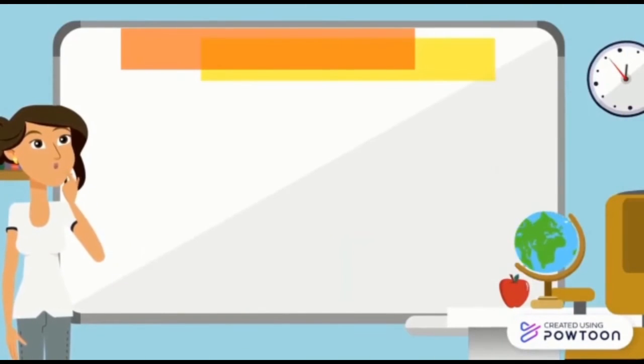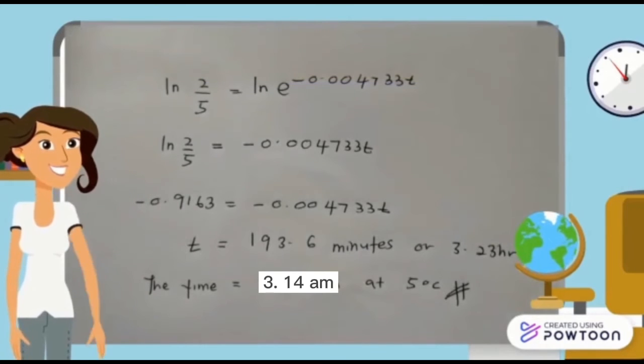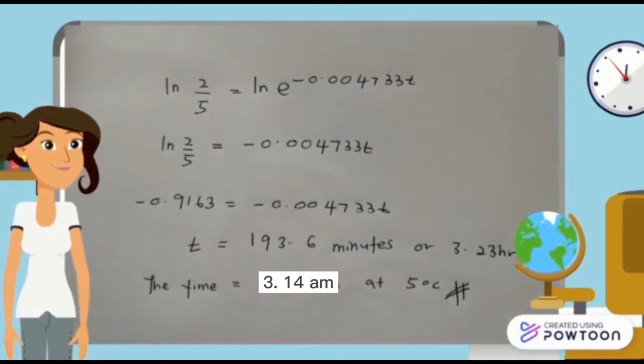Now we will continue to find the value of t. So we will apply ln to both sides of the equation. So ln 2 over 5 is equal to ln e to the power of negative 0.004733. How do we get 2 over 5? Because we just simplify it to the lowest term.